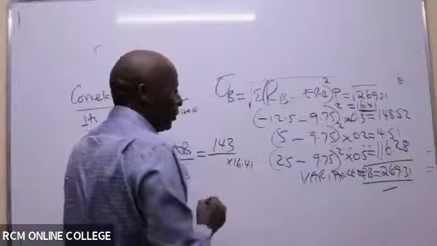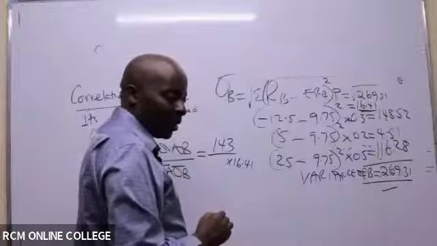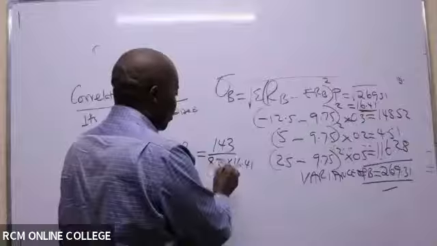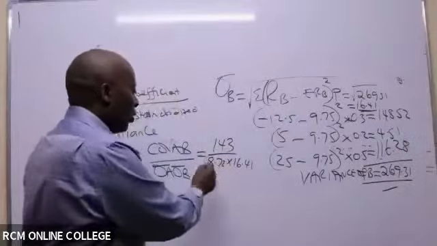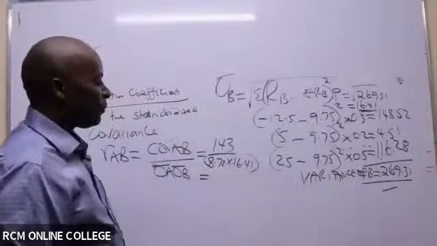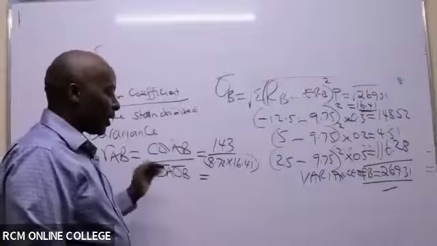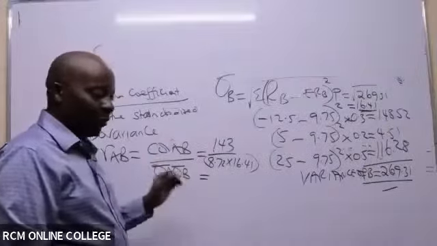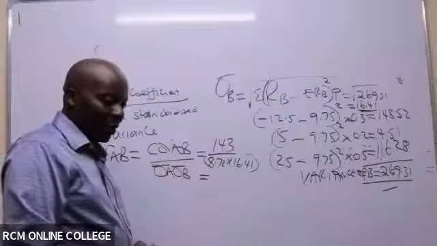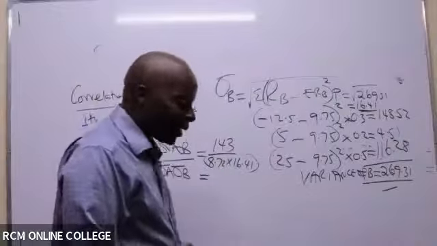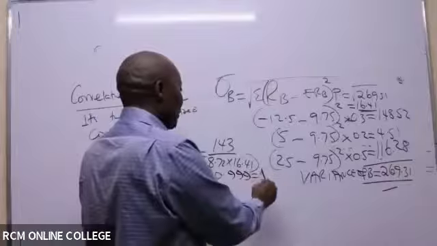And A's was how much? 8.72, like that. So please go ahead and give me 143 divided by, open brackets, 8.72 times 16.41, do the denominator by the side. And then you give me an answer: 0.999, which is the same as 1.